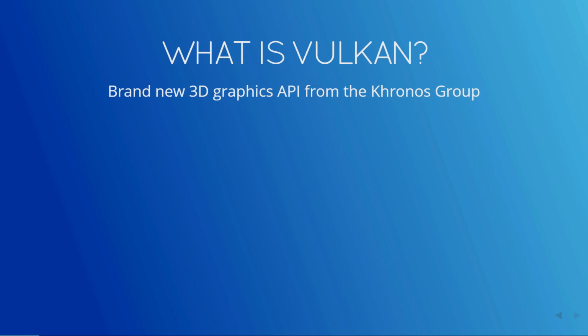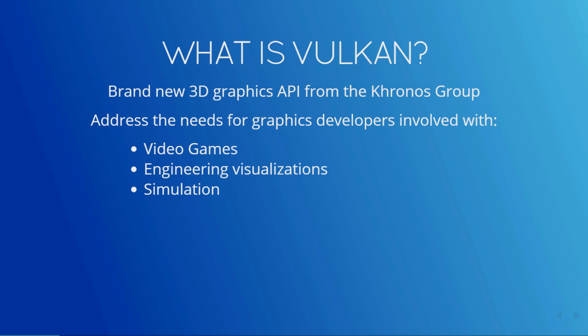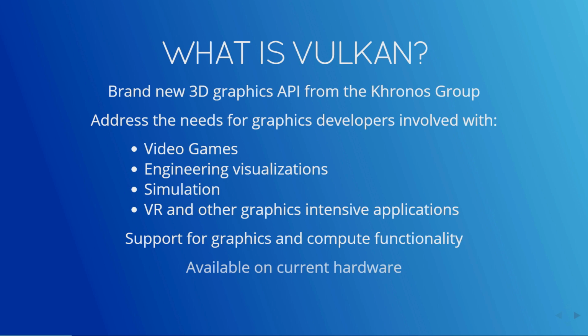Today, I'm excited to introduce our Vulkan video series and give you a brief introduction of Vulkan in Qualcomm Snapdragon processors. Vulkan is a brand new 3D graphics API from the Khronos group. Similar to OpenGL and OpenGLES, Vulkan addresses the specific needs of graphics developers like you who are involved with video games, engineering visualizations, flight simulation, VR, and other graphic-intensive applications. Vulkan is designed to run on currently available hardware such as PCs, gaming consoles, and mobile hardware.